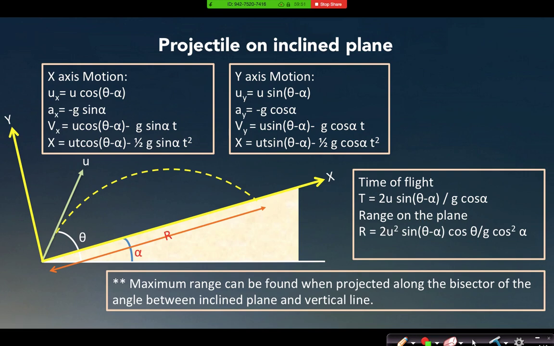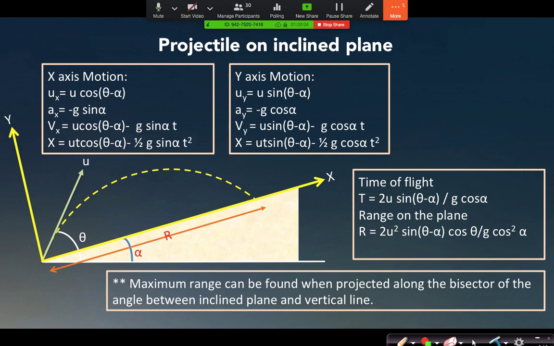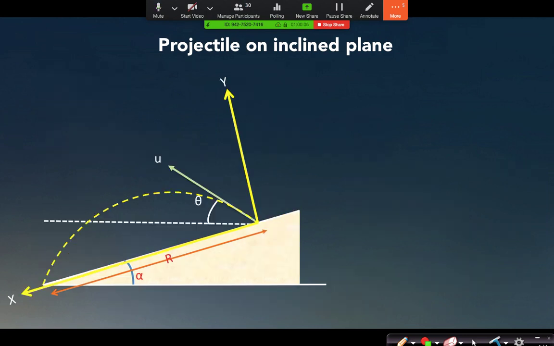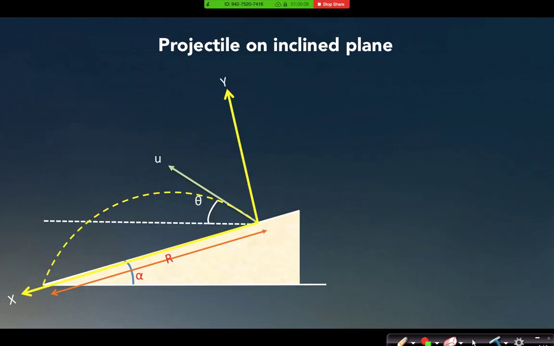This entire analysis is very important. Otherwise, questions are easy to solve in this inclined plane. I will show you few examples also. But you need to understand this analysis. Now, if you have understood this part, just try to do the same thing. But in this case, I will project the particle from the top of the inclined plane and it lands at the bottom of the inclined plane. As you can see in this diagram, can you find what is the range and time of flight?